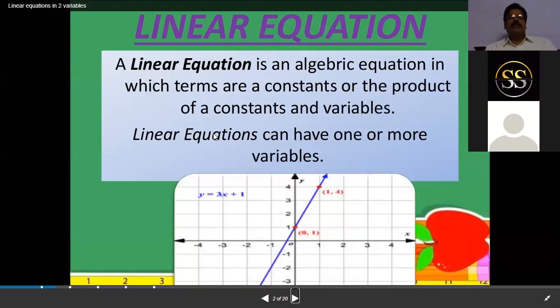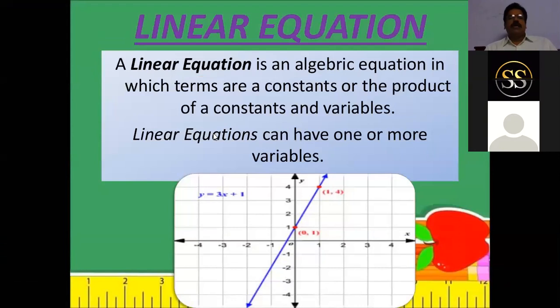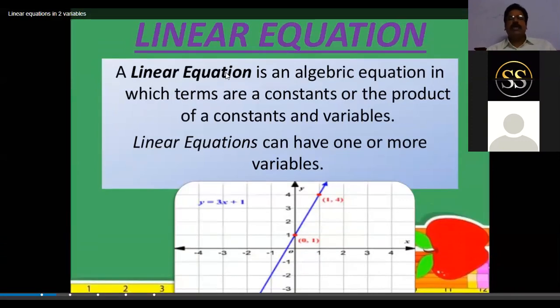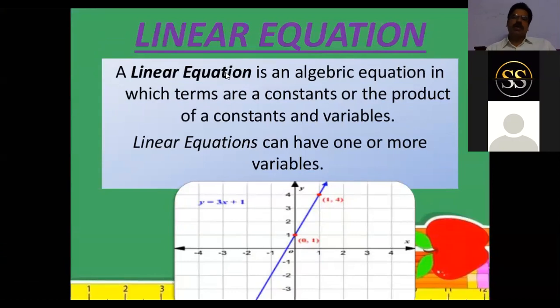What is a linear equation? The definition: a linear equation is an algebraic expression in which terms are constants or the product of a constant and variables. Linear equations have one or more variables. Generally, we are discussing linear equations in one variable and two variables only.